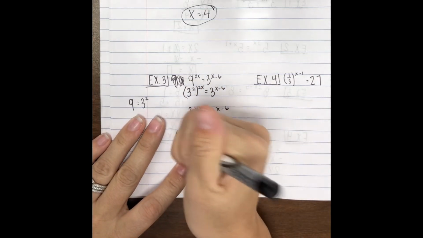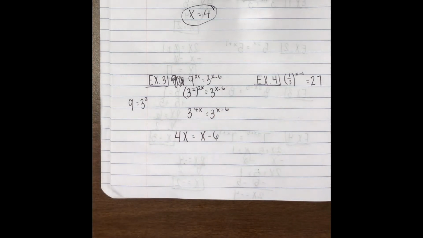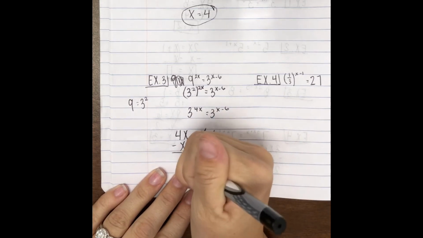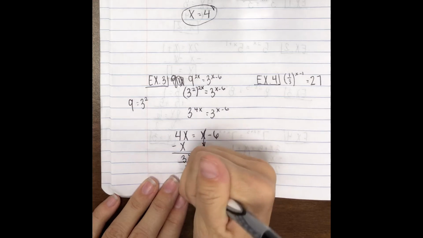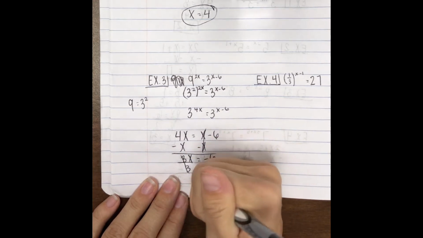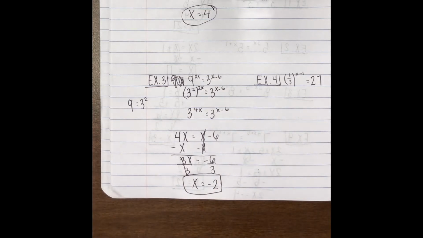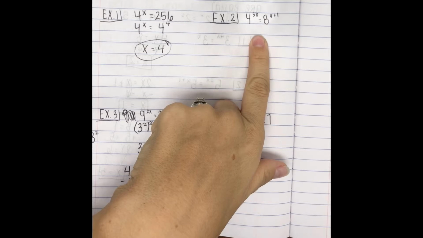So I'm going to have 4x equals x minus 6, minus 1x on both sides. Gives me 3x equals negative 6. Divide both sides by 3. And we get that x equals negative 2. Okay. All right, now we'll look at example 2 up here.